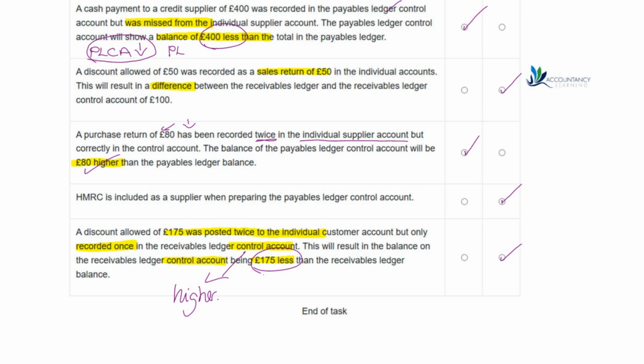The key to answering these types of questions is to break it down and think about what has happened and what account is going to be higher. How does the transaction affect those balances? That completes task 2.